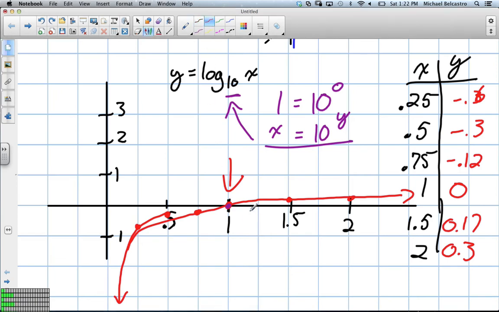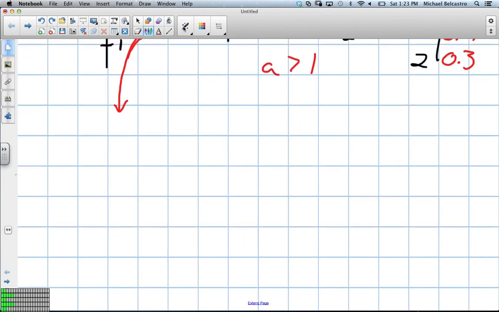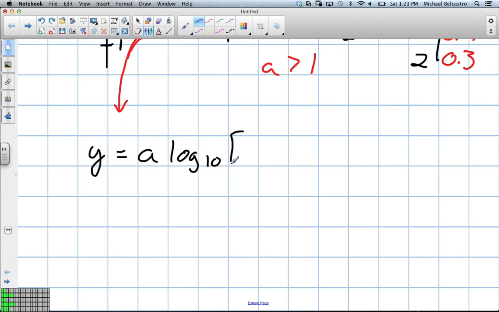This is strictly for when our a value in our log, so in other words our 10, we've talked about 10 is greater than 1, it'll look like this. And there are options when it's less than 1, but because we're focusing on log 10, we really just want to pay attention to this graph we've drawn right here. So now we're going to go into some transformations of it. Our function, we usually write as y is equal to a, and then we have our function itself, which is log 10, k, x minus d plus c.